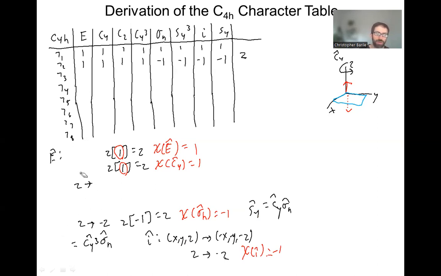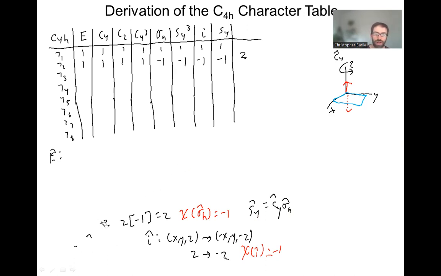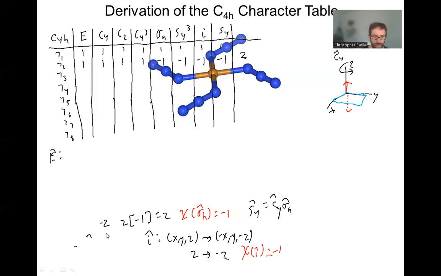And so we're going to keep going through this sort of logic and test out different functions to keep getting different components of the character table. And so let me just erase some things here. Oops, sorry about that. This is our molecule.